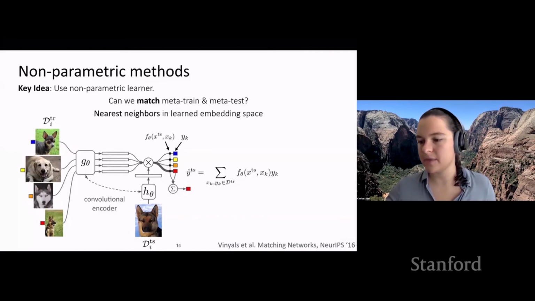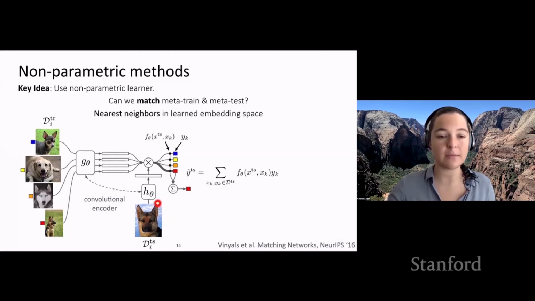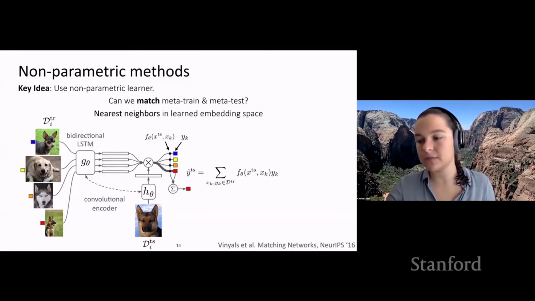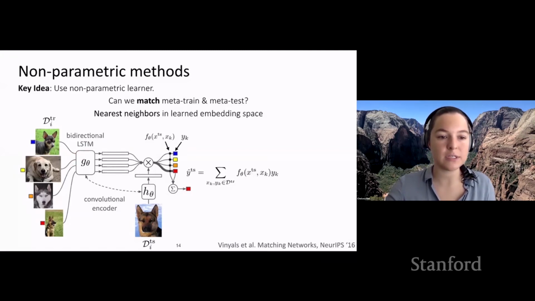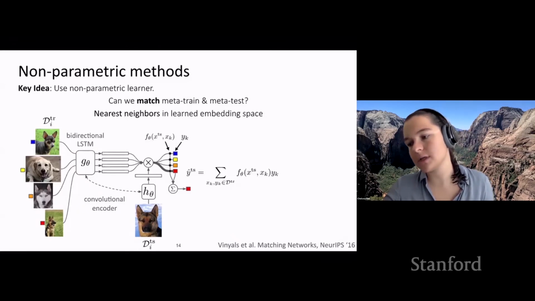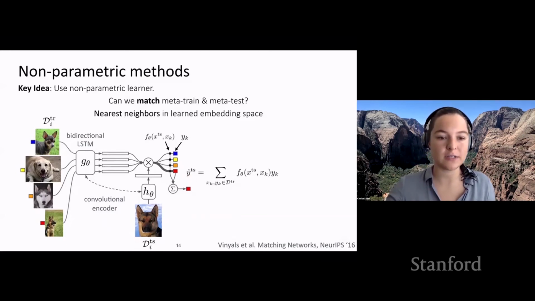Cool. And then I don't want to go into the architecture too much, but a couple general things about this architecture: it uses a convolutional encoder to embed the images into these vectors. And for the embeddings of the training examples, it actually isn't just a feed-forward model. They actually use a bidirectional LSTM. So the embedding of each example is also affected by the other images in the training data set. And this whole architecture is trained end to end with respect to the accuracy on your test example.